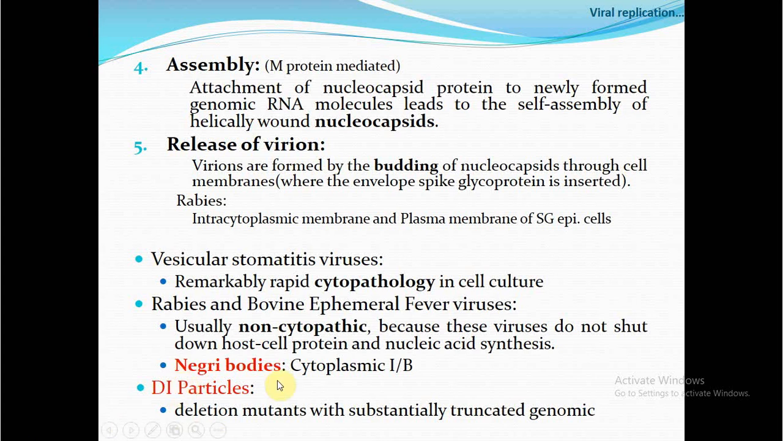The last point is the DI particle. In general virology we had discussed the DI particle. These are defective interfering particles, or you can say they are deletion mutants. They have a truncated genome, and because of the truncated genome, they have the upper hand in replication over the normal virus. So whenever we are cultivating viruses in an in vitro system like cell culture, if you go for a high MOI, that is multiplicity of infection, it will lead to the production of a high amount of DI particles. And this is a characteristic of many other viruses too. So this is in brief about the classification, virion property, genome property and replication of rhabdoviruses.